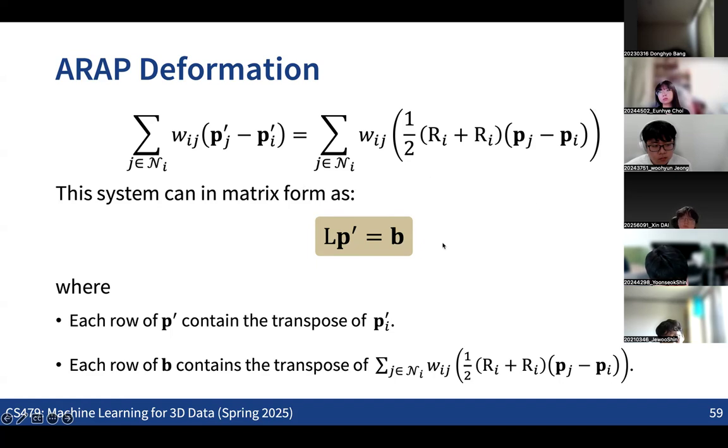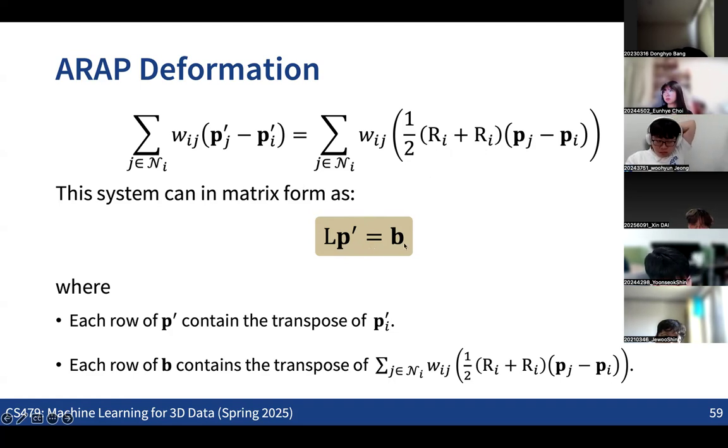L is given by the mesh information, so it does not depend on the given conditions. For a given mesh, we can compute L, and then we can also compute b based on the current rotations for all the vertices. And we just need to solve this linear system here, right?